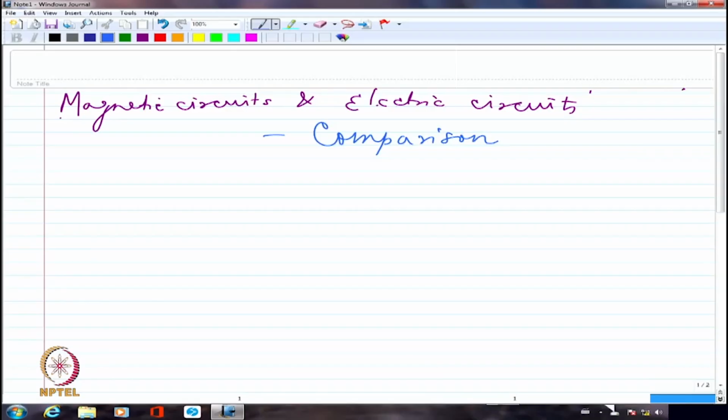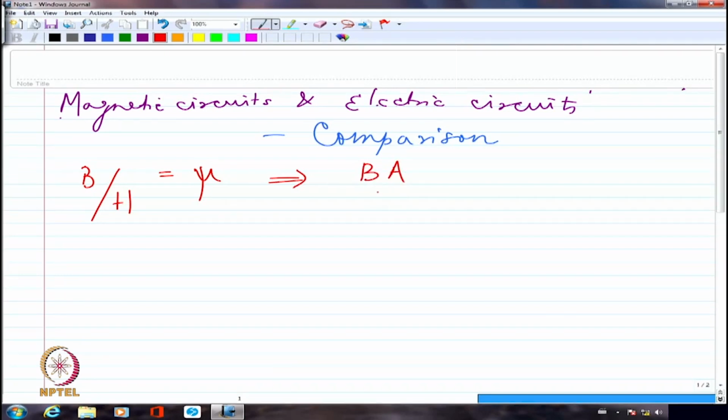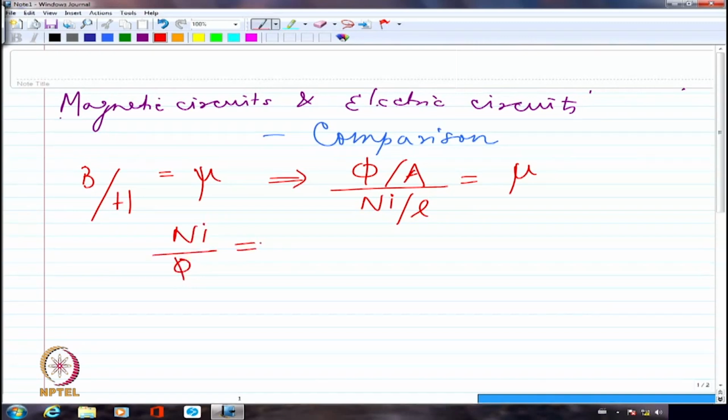So we had talked about the comparison between electrical and magnetic circuit, and we had started off with the relation B divided by H equal to mu, from which we said B, which is the flux density, is Ni divided by L. So I would say this is rather phi by A. So I can write this as mu, from which I should be able to write Ni divided by phi, which is equal to mu multiplied by A divided by L.